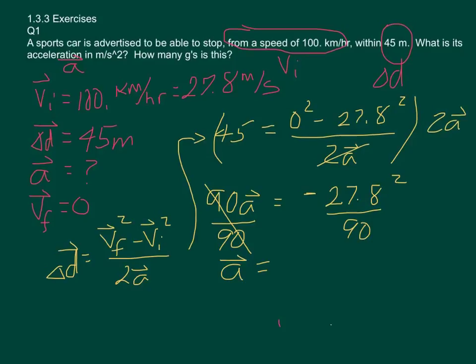1A is equal to, okay, so and A is negative 27.8 squared over 90, which is in the end negative 8.6 meters per second squared.